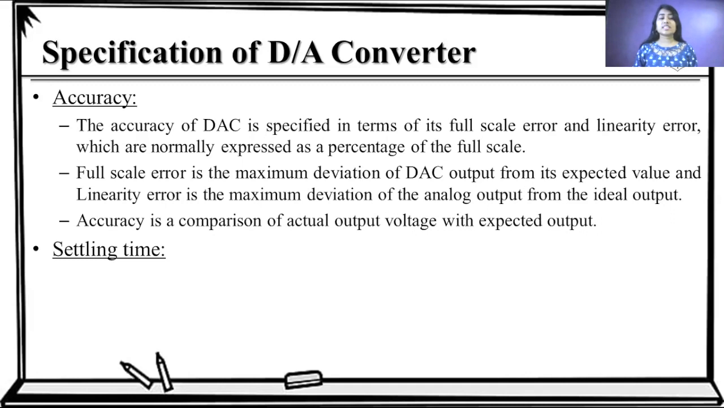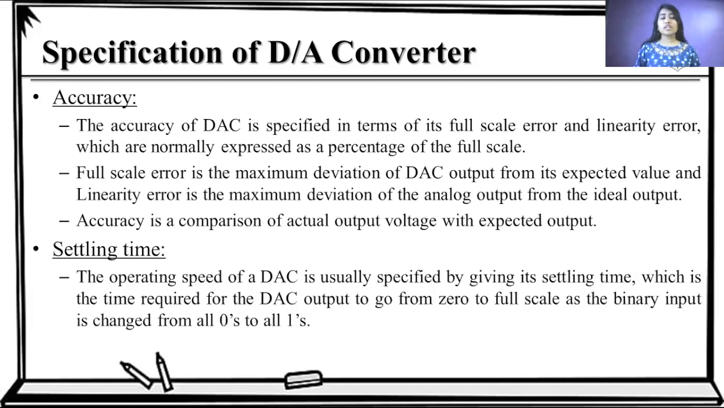Third, settling time. The operating speed of a DAC is usually specified by giving its settling time, which is the time required for the DAC output to go from 0 to full scale, as the binary input is changed from all zeros to all ones. So basically it is the time required for the DAC to produce output. When we have all 0, then we have all 1. There is a time difference between that, and this time is known as settling time.